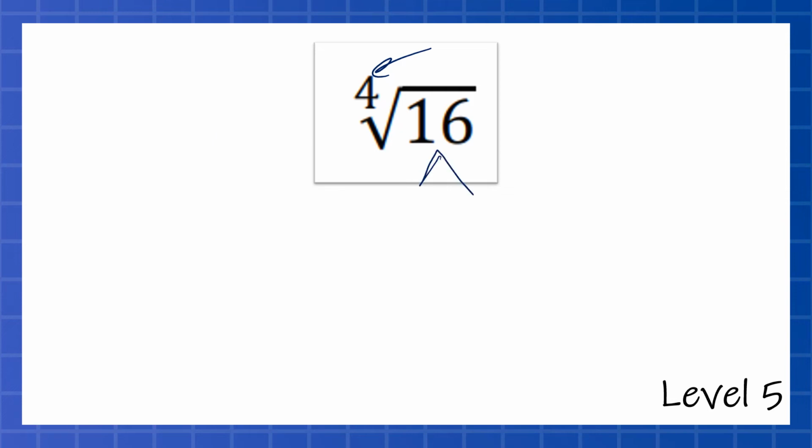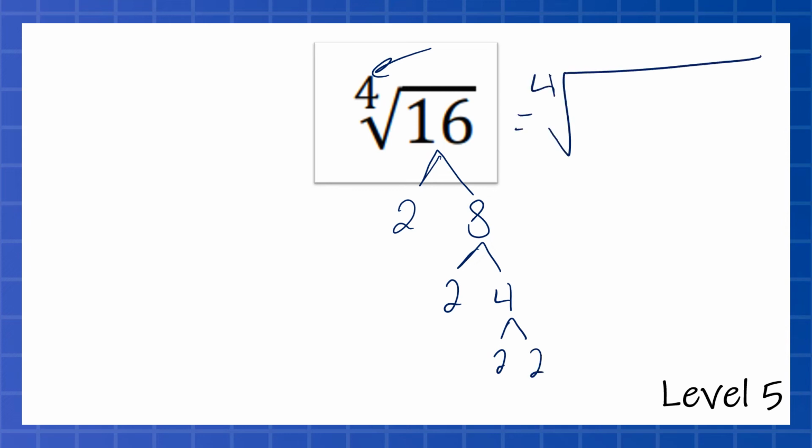So first off, if I were going to factor 16, I'd say it's 2 times 8. I'm using a factor tree here. If you have another way to factor, that's fine. 2 times 8, and then I can also do 2 times 4. And then 4 can break down even more. So I have 2 and 2. So the fourth root of 16 is like saying the fourth root of 2 times 2 times 2 times 2.